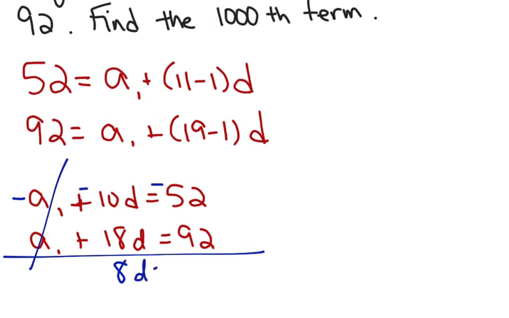And then it makes solving the problem relatively easy. If I multiply the first equation by negative 1, the a sub 1's cancel. I add them together, I get 8d is equal to 40, so d must be 5. So each consecutive term is going up by 5.